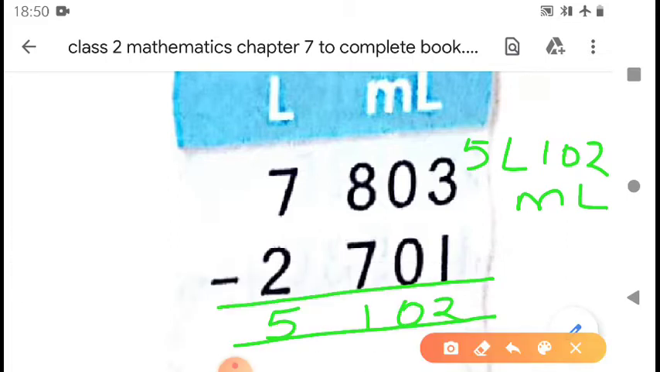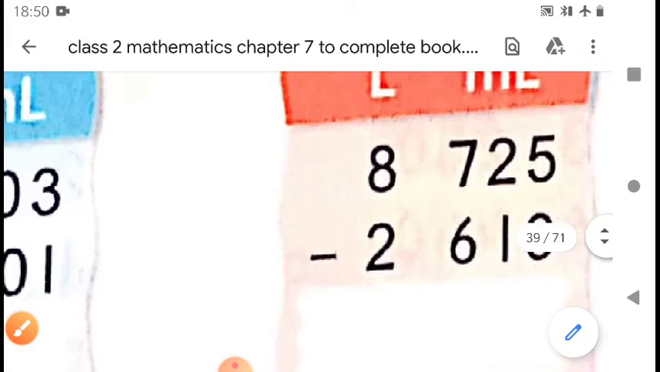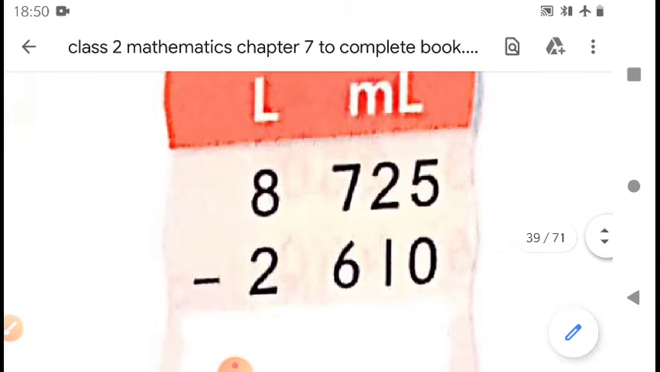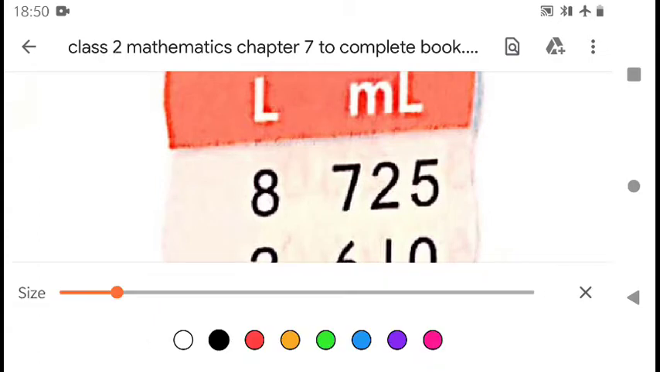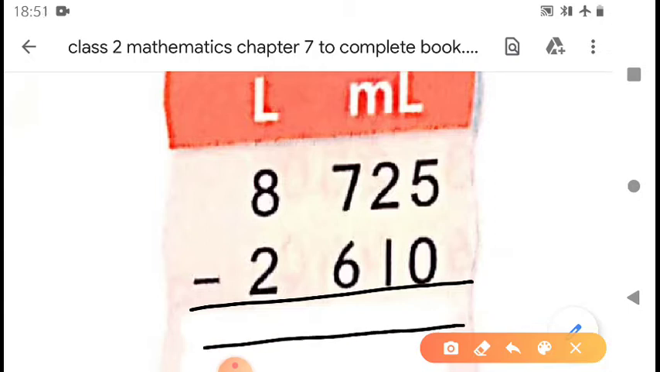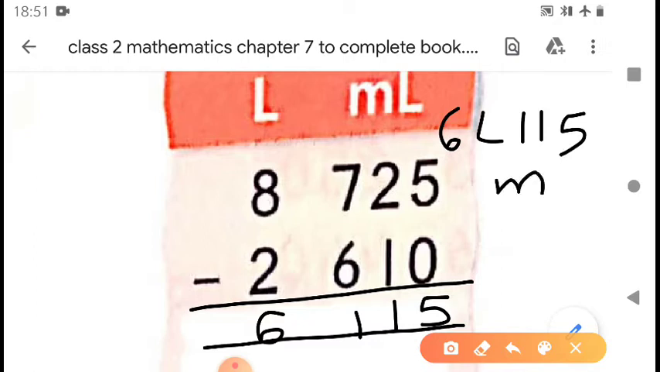Now, next is 8 liter 725 milliliter minus 2 liter 610 milliliter. Subtracting the milliliters. 5 minus 0, 5. 2 minus 1, 1. 7 minus 6, 1. And 8 minus 2 is 6. So your answer is 6 liter 115 milliliter.